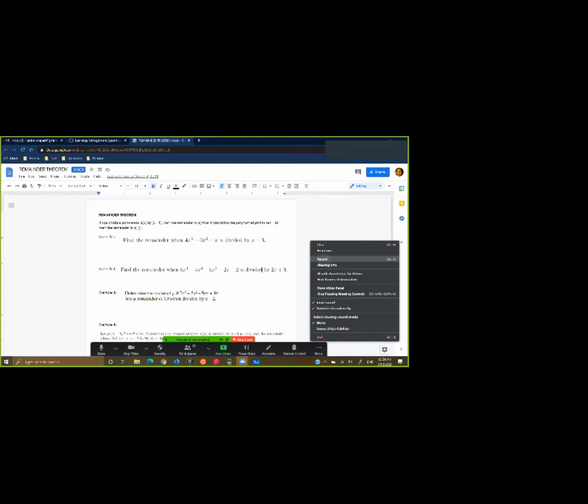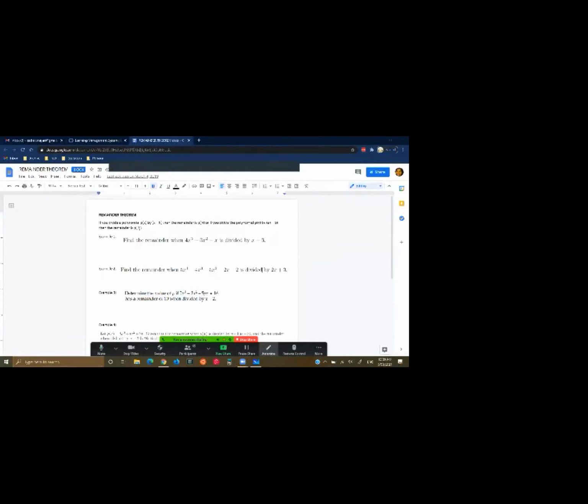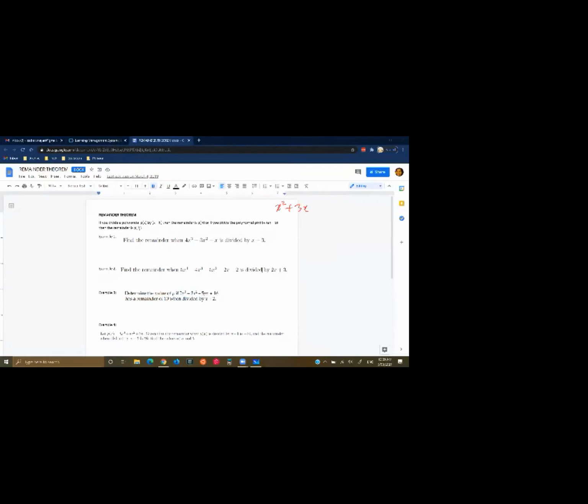All right, so remainder theorem. Now, if you have a polynomial, okay, if you're not quite sure what I mean when I say polynomial, a polynomial is basically any expression. So an example is x squared plus 3x plus 5. Yes, it is a quadratic, but it's also a polynomial. Or you could have x cubed plus 5x squared plus 3x plus 2. So these are basically polynomials.